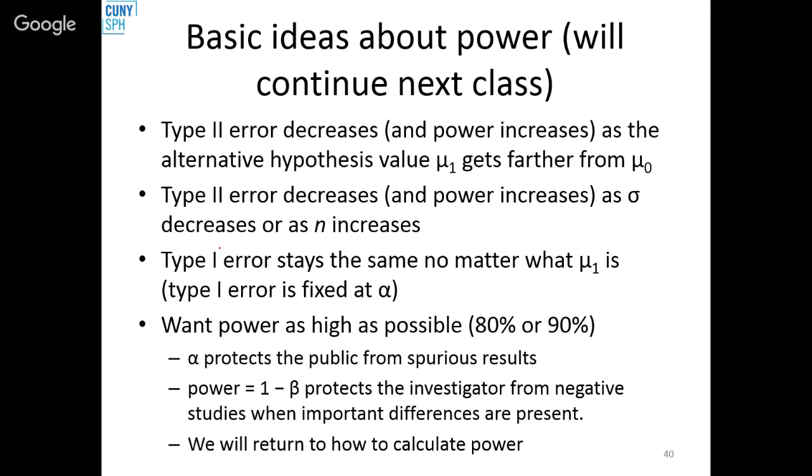Type 1 error is just fixed, right? That was step 2 of your 5-step program, you just decide on the type 1 error. And generally in experimental design, you want power to be as high as possible through the design of the study. Alpha is the thing that protects us from spurious results, from rejecting the null and reporting findings that are false. And power is the thing that protects you from negative results when some important difference really is present, but you haven't collected enough evidence to observe it.